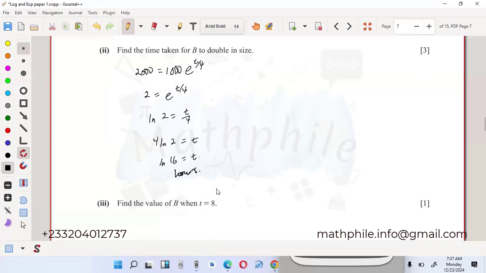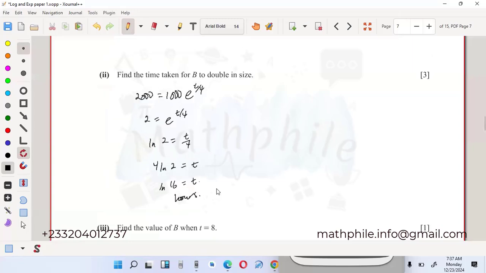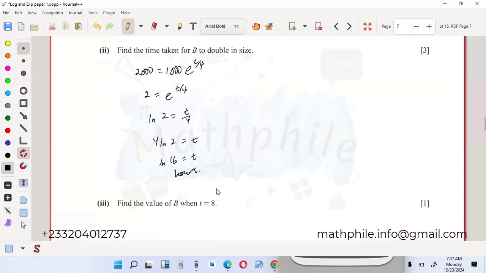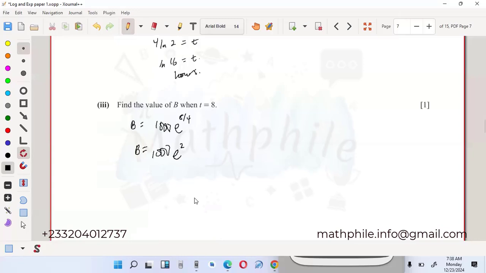The next one, find B when t is equal to 8. I think that one is easy. We just substitute t for 8. So B is going to be equal to 1,000 e raised to the power 8 over 4, which is e squared. You can leave the answer that way so that you don't approximate. Yes, sir.